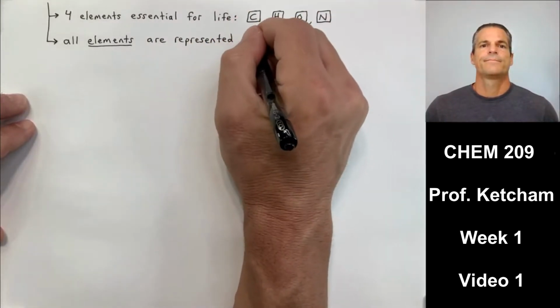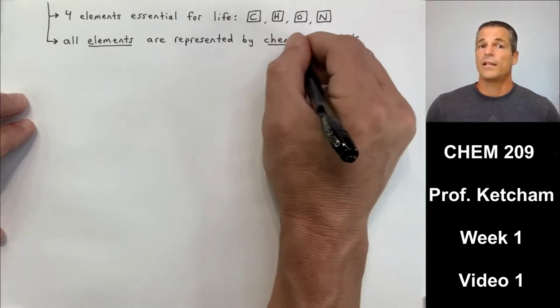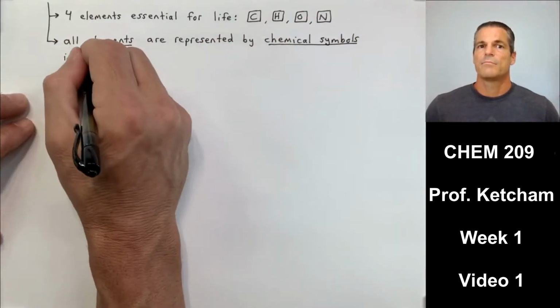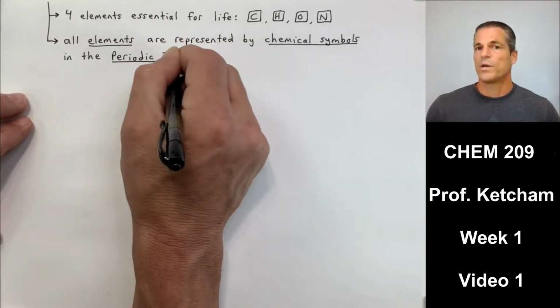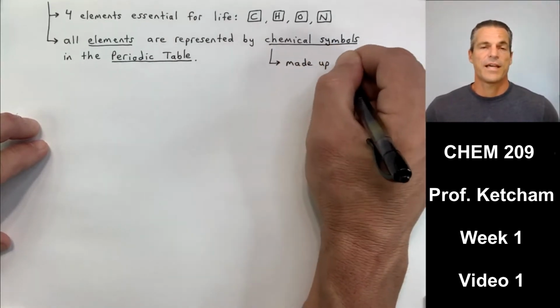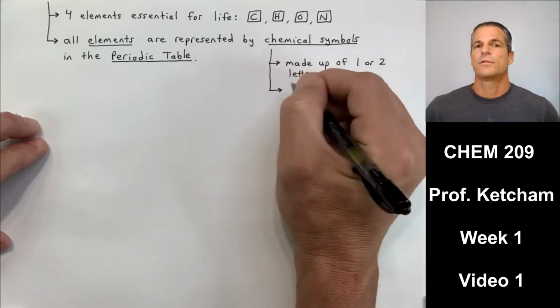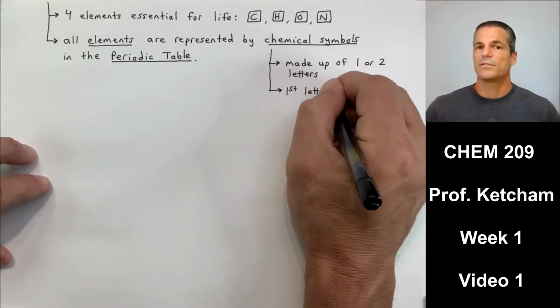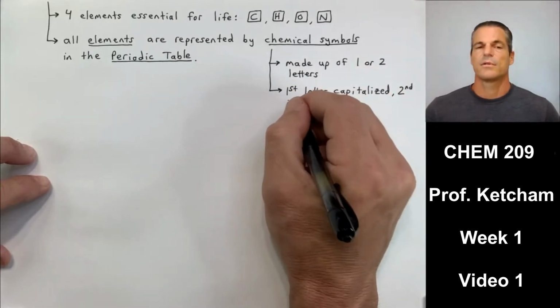All right? So the second bullet point says all elements are represented by chemical symbols in the periodic table. Sometimes it's just 1 letter, sometimes it's 2 letters. If it's 2 letters, the first one is capitalized, the second one is not. So chemical symbols are made up of 1 or 2 letters, and the first letter is capitalized, the second is not. All right?